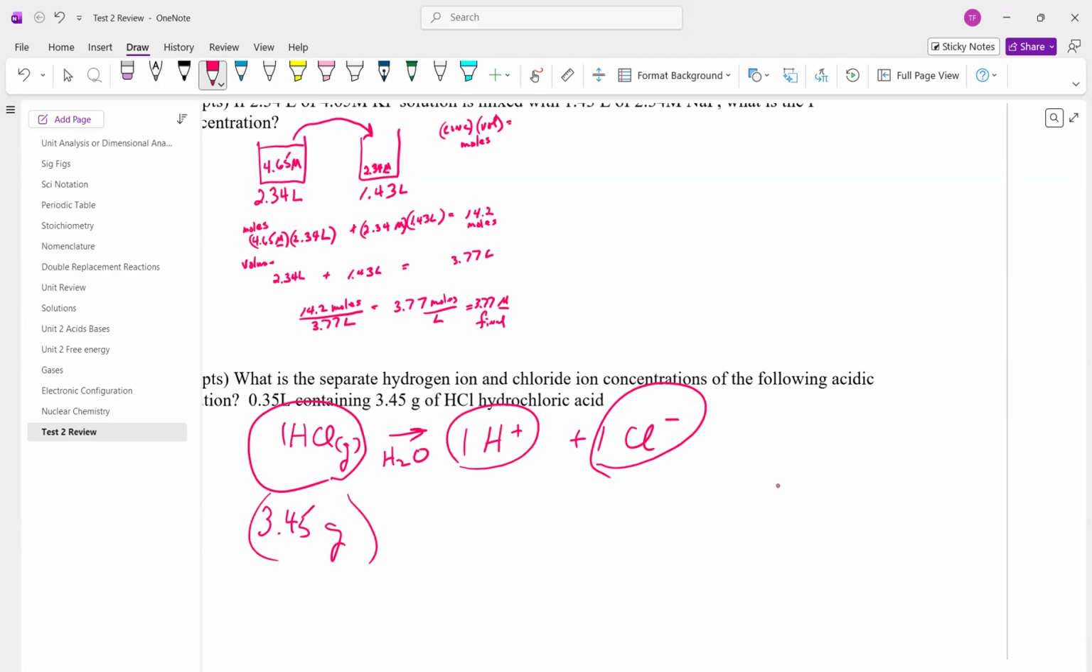And who's already done this? What's the molar mass for HCl? 36. 46. Say again? 3346? It's 36, 46. Like that.